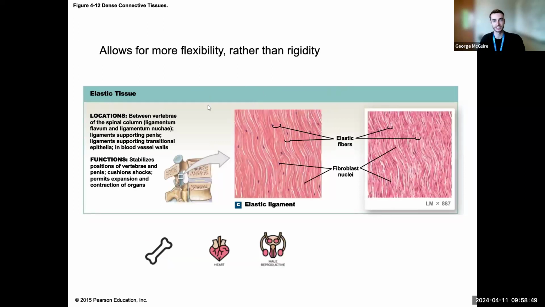And we have elastic tissue. So this is going to be found in ligaments that need to be a lot more flexible. So like our vertebrae, right? The ligaments of our vertebrae have a lot of elastic tissue in them. So rather than holding that structure stable, it allows for some flexibility and movement. So the axis of our body can move around, right? And our vertebrae will stay connected to each other because of those elastic fibers.